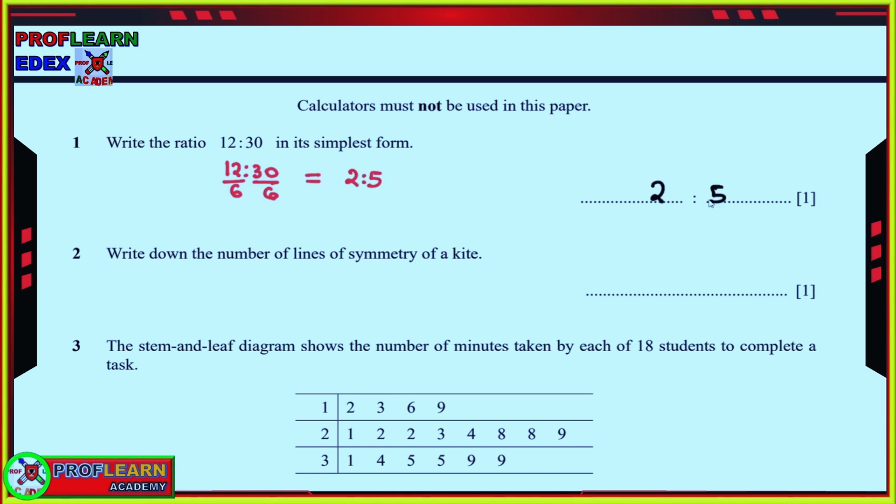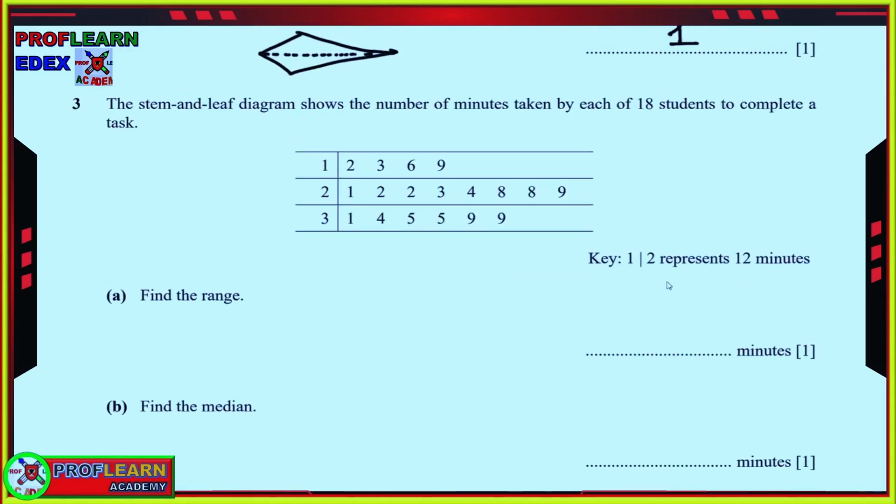We're supposed to state the line or lines of symmetry, and we can see this is a kite that looks like that, and we have only one line of symmetry for this case.